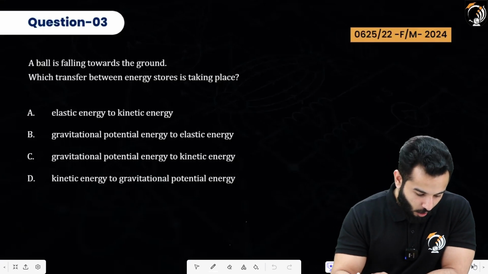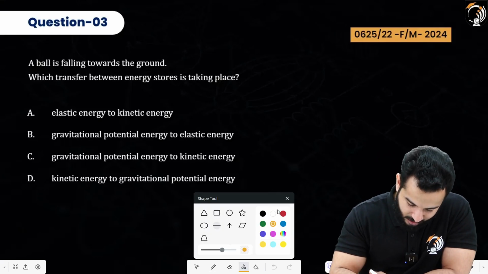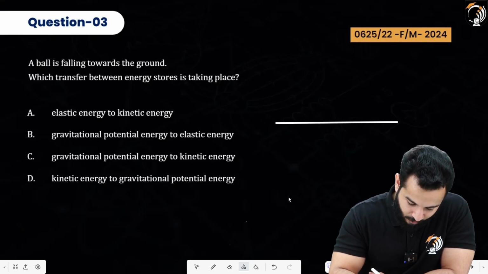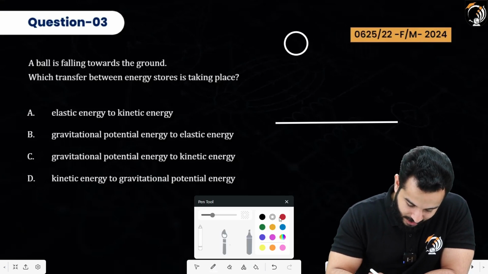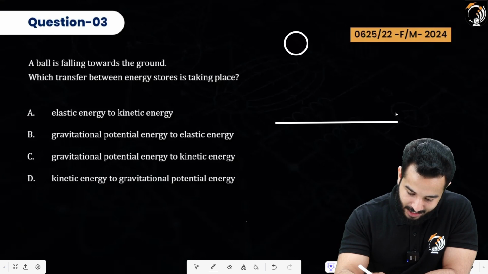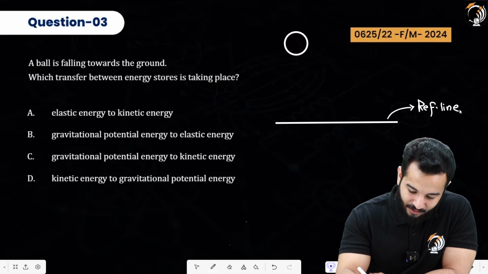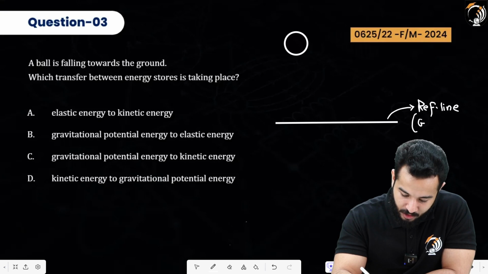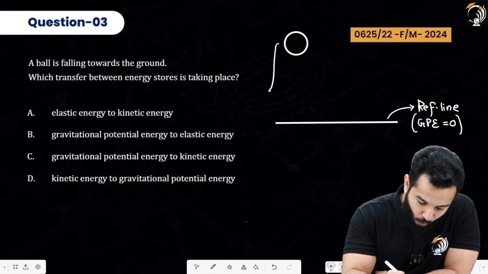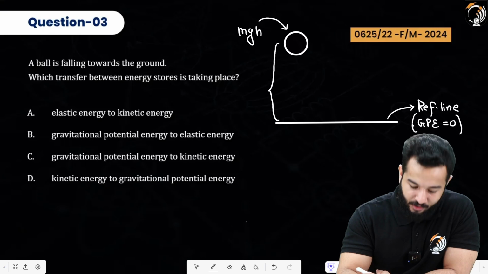Moving on, a ball is falling towards the ground. Which transfer between energy stores is taking place? Now you can see that the questions that usually come from this chapter are going to be very, very simple. If a ball is falling down, how are we going to look at this problem? We are going to say that this is a reference line for us. At the reference line, we assume that the gravitational potential energy is 0. So the difference between these 2 points is going to be mgh. That means this one has mgh energy more than this reference line, right?